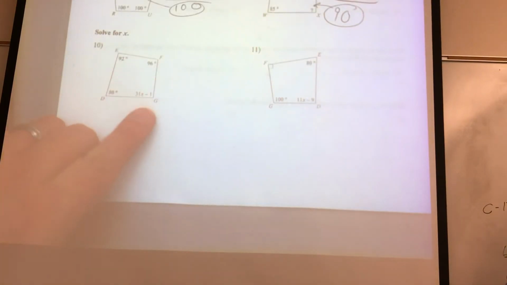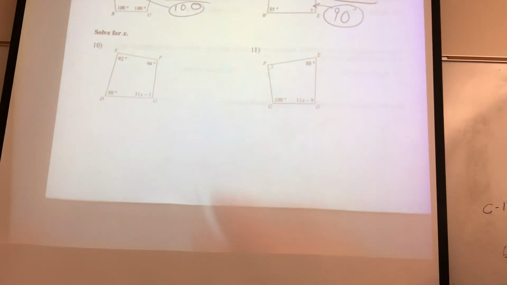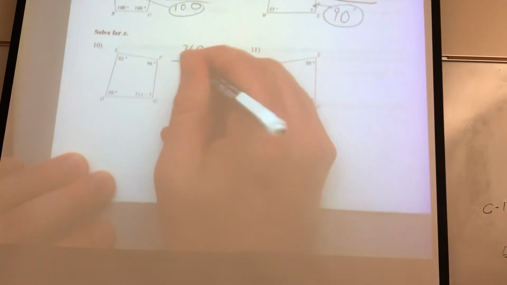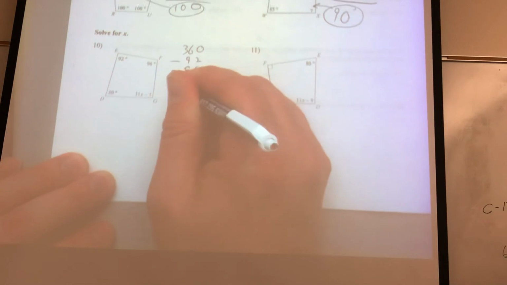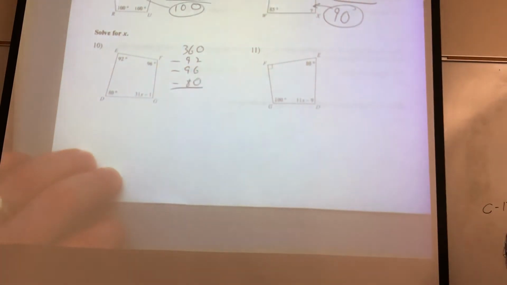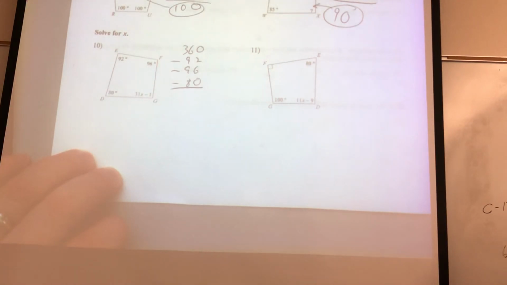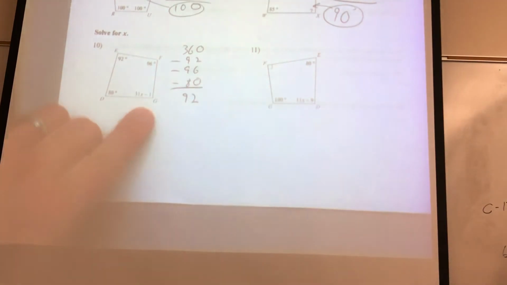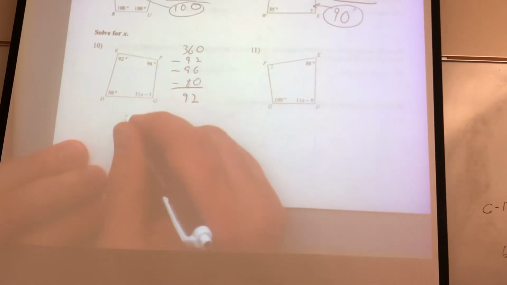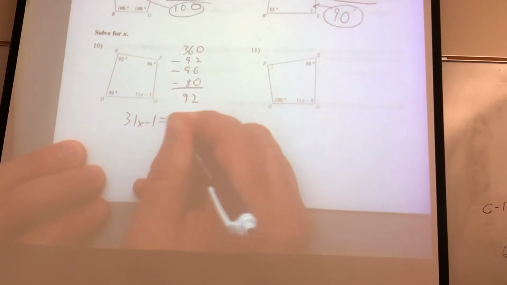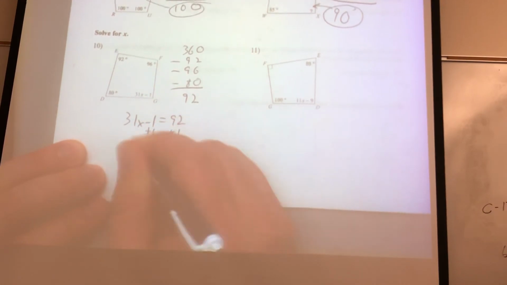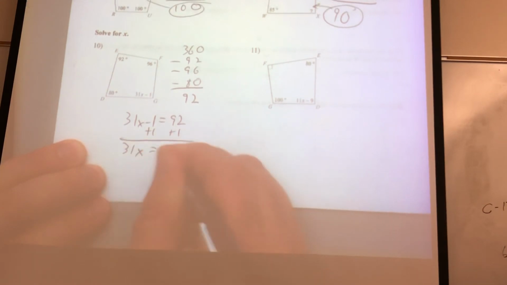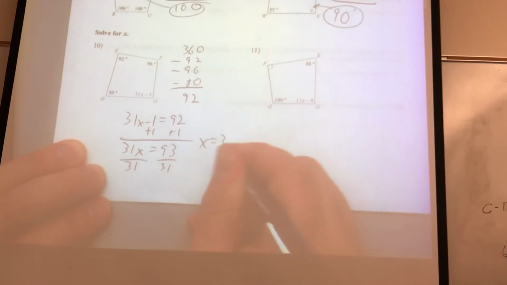On this one, solve for x, we're doing the exact same thing. So it's 360 minus 92 minus 96 minus 80. So we come up with 92 for this angle, but it's asking, it says 31x minus 1. So 31x minus 1 is equal to 92. We add 1 to both sides. That's 31x is equal to 93. Divide by 31. We get x is equal to 3.